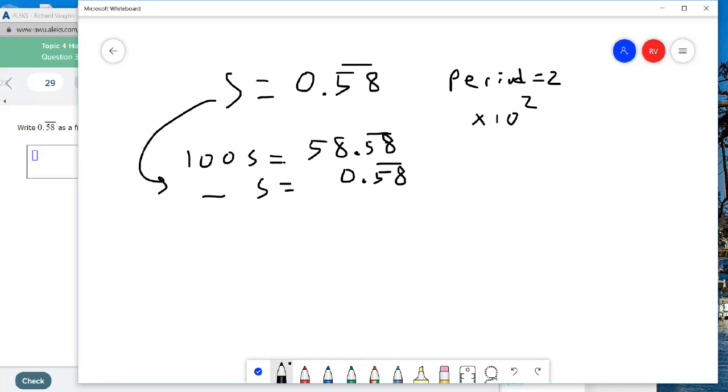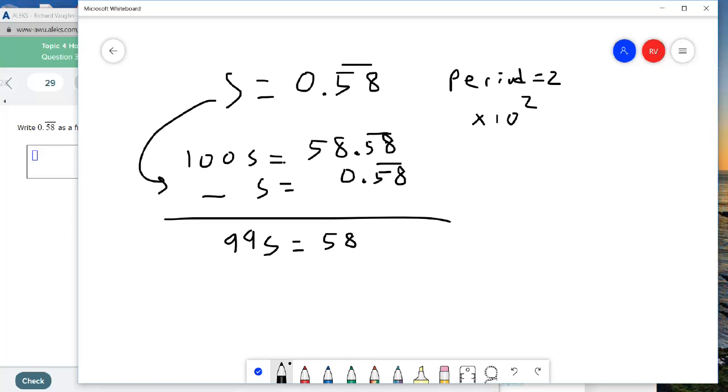Subtract the original, and the repeating parts are now on top of each other, 5, 8, 5, 8, 5, 8. When I subtract, I get 99S, 100 minus 1. And over here, 58 minus 0 is 58, and all the repeating stuff canceled out. So when I divide by 99, I get the fraction 58 over 99.